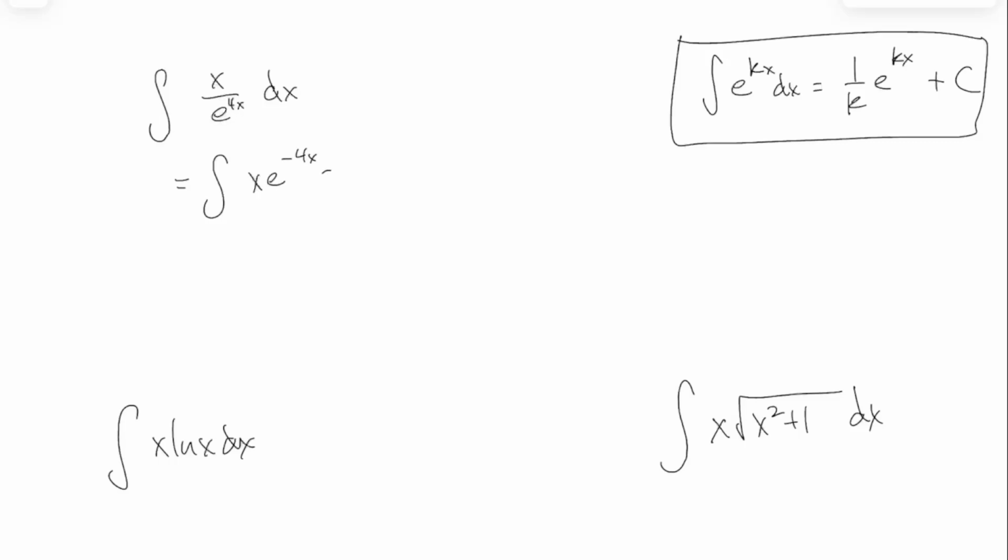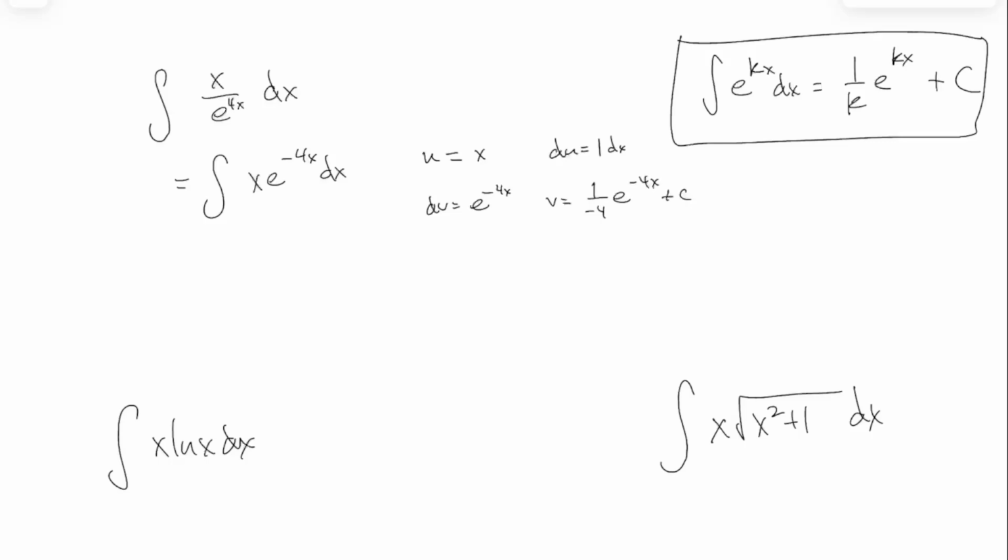So first of all, because I intend to use integration by parts, you have to write it in terms of multiplications. And I think this is the nicest way to write this as a multiplication. The appropriate choices for u and dv: I'm going to use u as x, dv is e to the minus 4x. That means du will just be 1 dx. And v will be the integral of e to the minus 4x, which is why I told you that thing in the box. It is 1 over minus 4 e to the minus 4x.